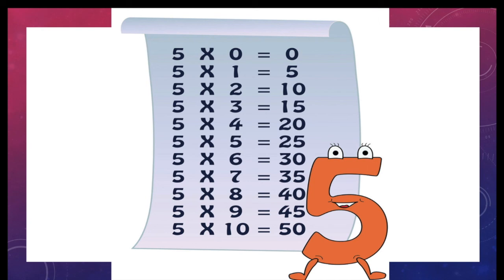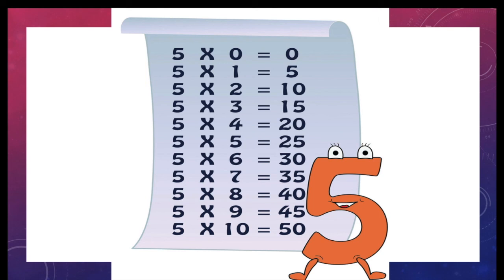Come, let us say another time. 5 ones are 5. 5 twos are 10. 5 threes are 15. 5 fours are 20. 5 fives are 25. 5 sixes are 30. 5 sevens are 35. 5 eights are 40. 5 nines are 45. 5 tens are 50.